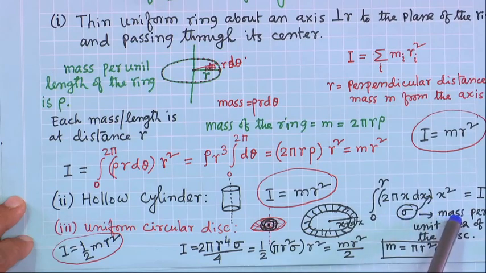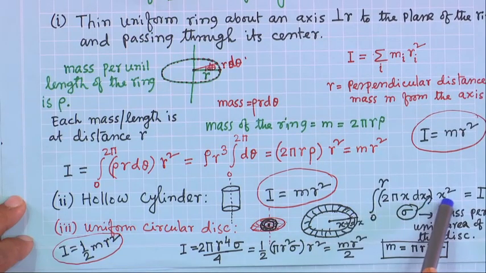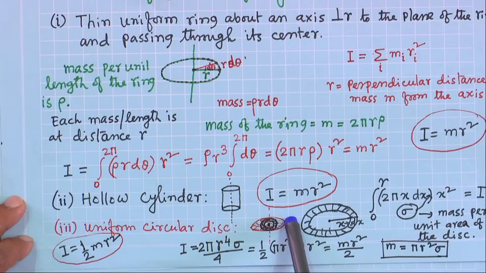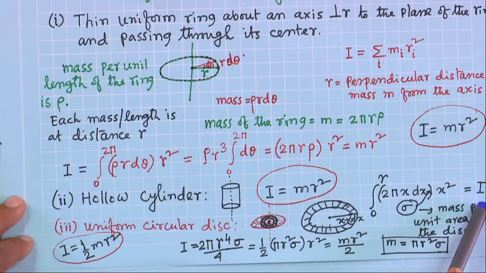Sigma is basically the mass per unit area of the disk. So, this will be the mass of this ring, and the distance is x. So, mass into x square, distance square. That is the definition of moment of inertia. Now, I can integrate over the whole disk, from 0 to r. So x will vary from 0 to r. If you integrate, that will be the moment of inertia of the disk.